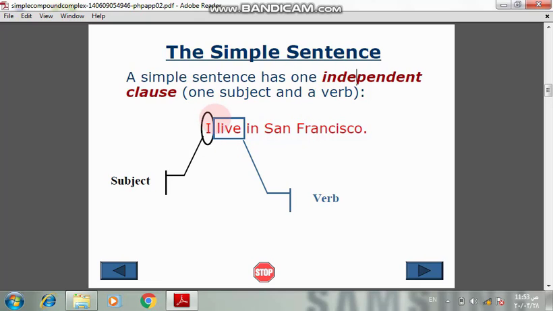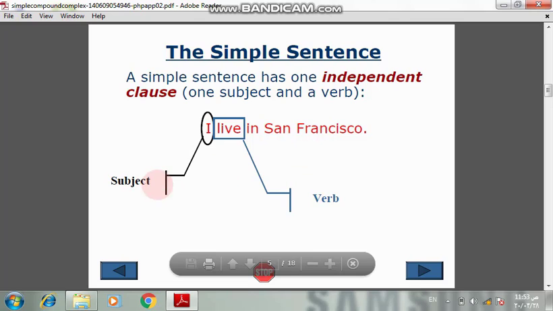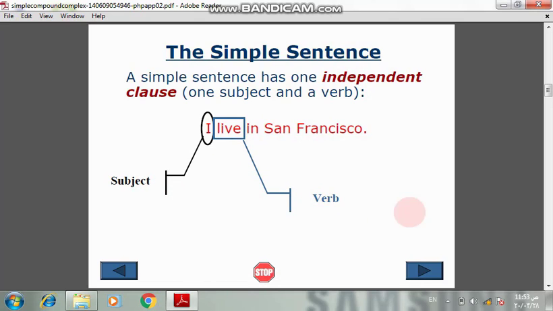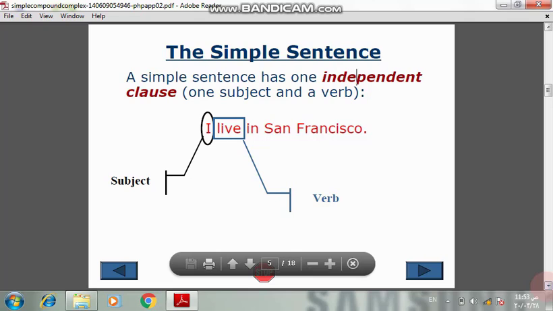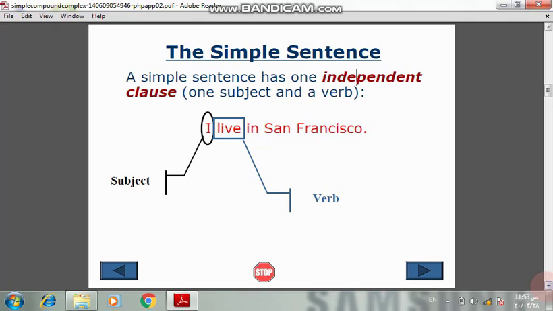For example, I live in San Francisco. When you ask yourself, I live in San Francisco, does it give a complete thought? Indeed, yes. Did you understand anything? Of course, I did understand. The speaker says that he lives in San Francisco. I is the subject, live is the verb. So that's a simple independent clause or independent sentence.